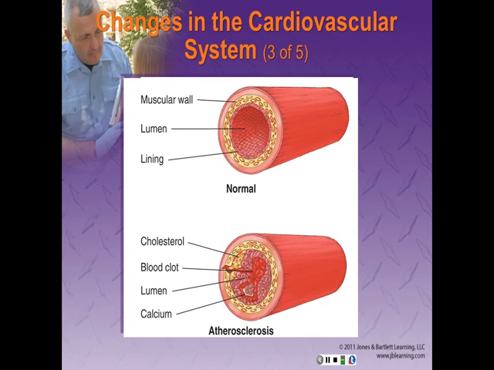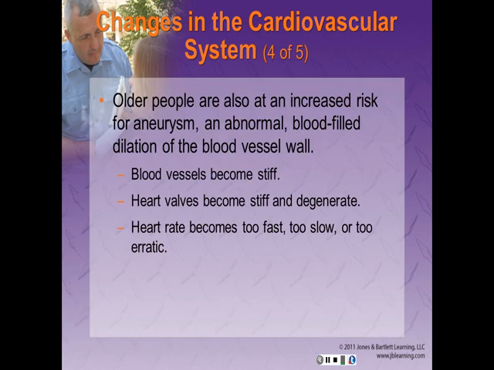You see here pictures of a normal arterial wall, the normal musculature, lumen, and lining. In the bottom, you see a buildup of cholesterol, calcium, which narrows the lumen. It causes blood clots, as you can see, and this decreases the effectiveness of the flow of blood through the arteries and veins. Older people are also at an increased risk for aneurysm, an abnormal blood-filled dilation of the wall of a blood vessel. Severe blood loss can occur when an aneurysm bursts.